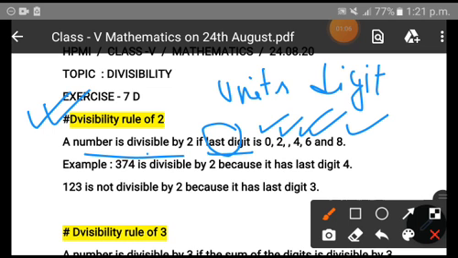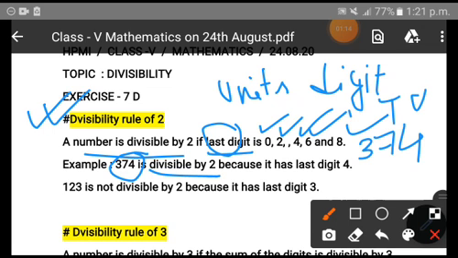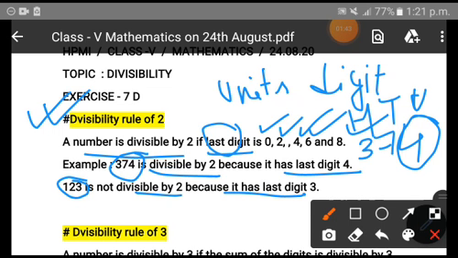For example, 374 is divisible by 2. Why? Because in 374 this is the units digit, this is the tens digit, this is the hundreds digit. In the units place, 4 is present. 4 is an even number. That is why 374 is divisible by 2, because it has the last digit 4. But 123, the last digit, the number in the units place, is 3, which is not divisible by 2 because it has last digit 3. So, this is the rule of divisibility of any number by 2.